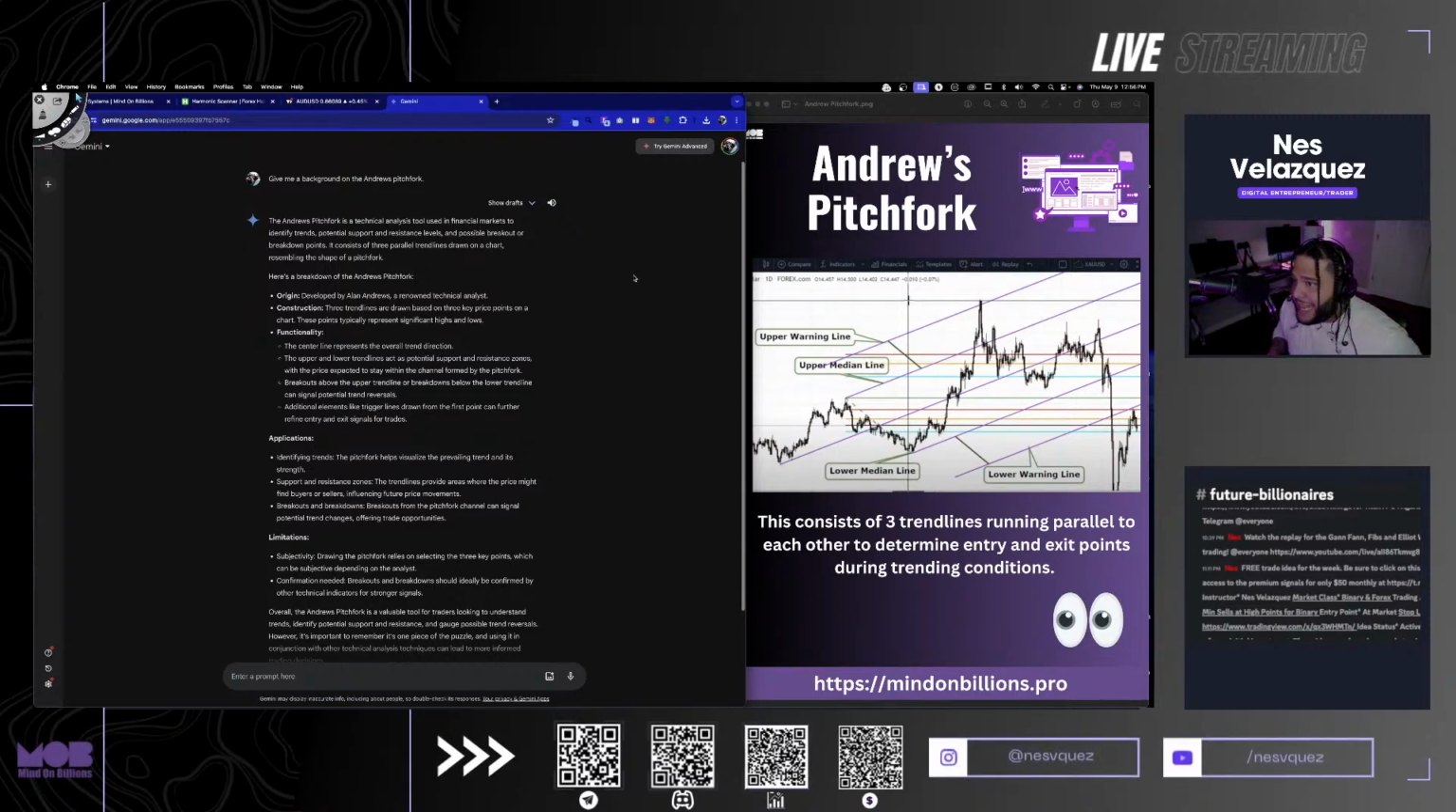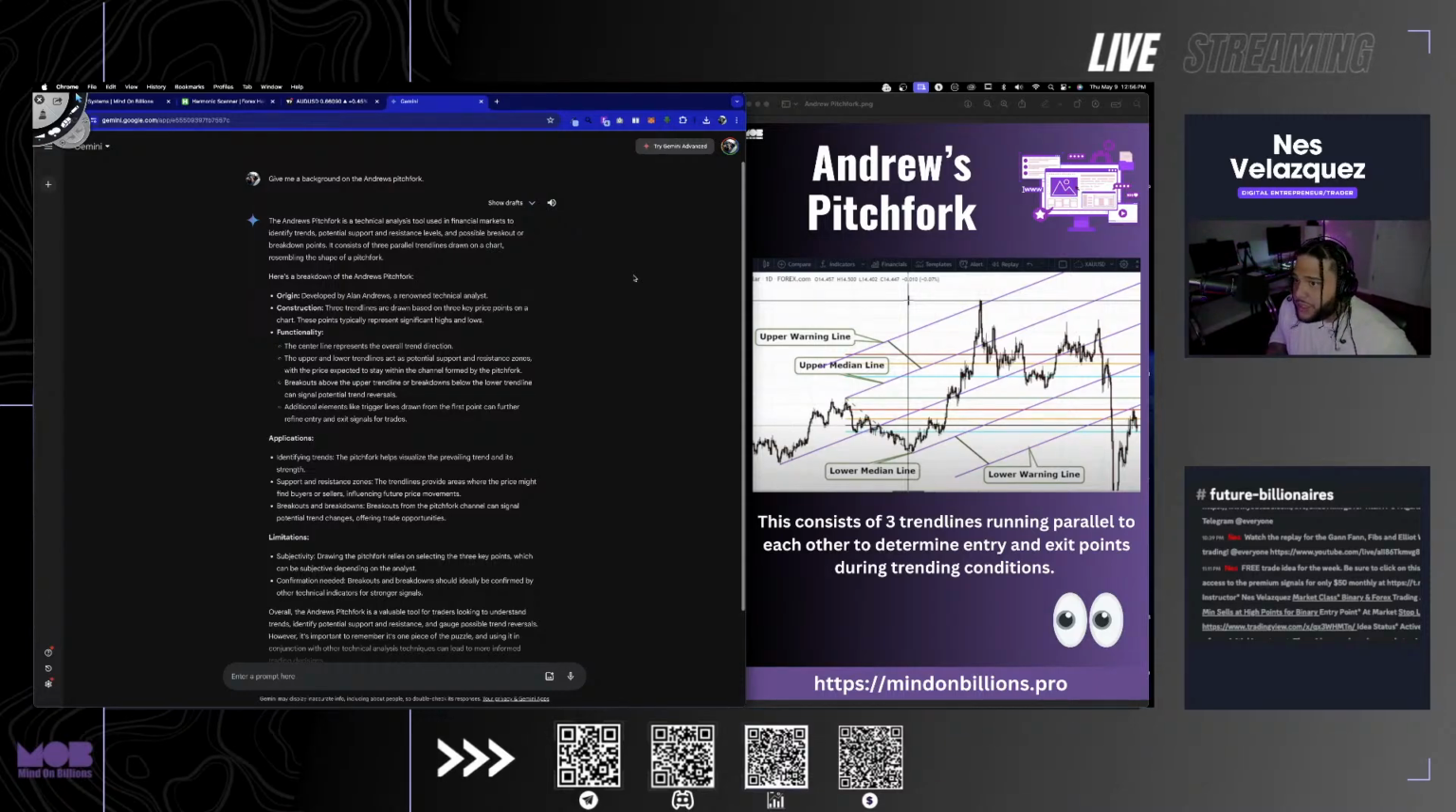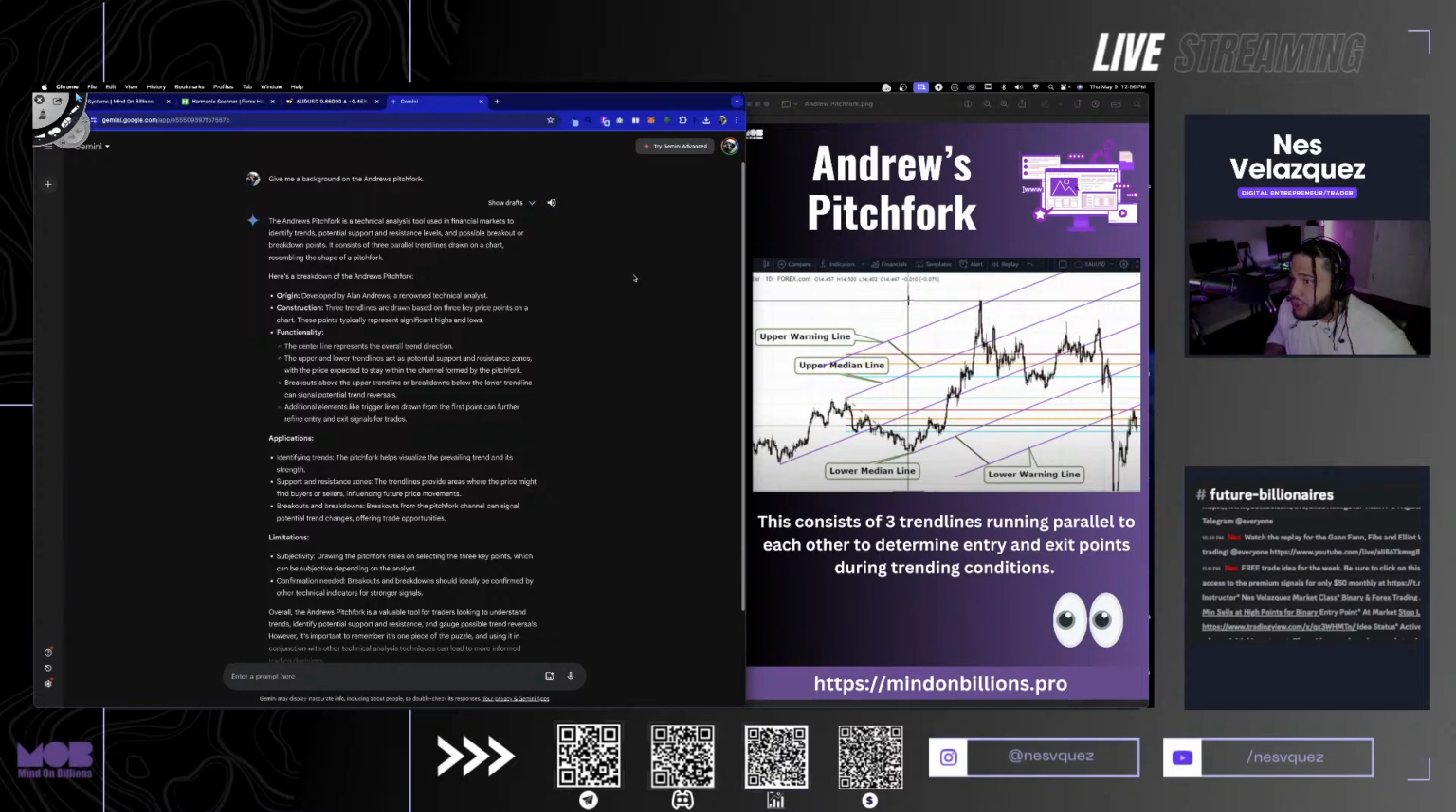Origin, developed by Alan Andrews, a renowned technical analyst. Construction, 3 trend lines are drawn based on key price points on the chart. These points typically represent significant highs and lows. All right, so first, during the uptrend, if we're using Andrews pitchfork, we're gonna hit the top and the bottom. All right, we're gonna hit the high and the low. All right, and we're gonna see how the market moves on the way up along with the pitchfork lines.